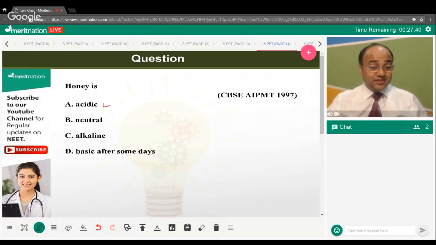Honey is what? Is it acidic in nature? Is it neutral, alkaline, or basic after some days? So this is another easy one, not a very difficult one.